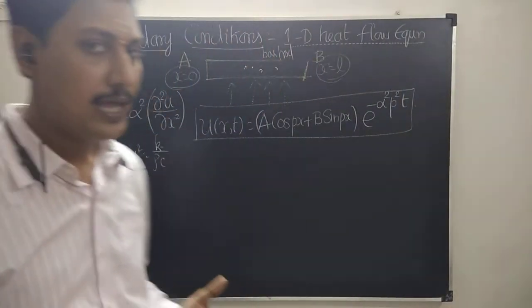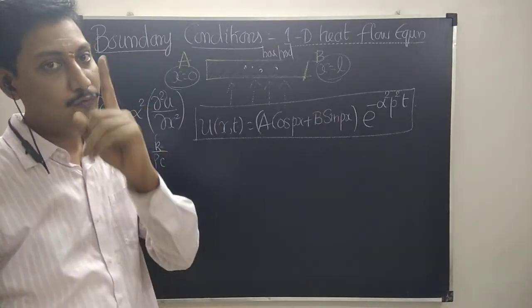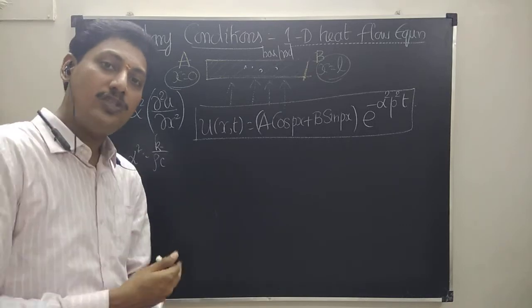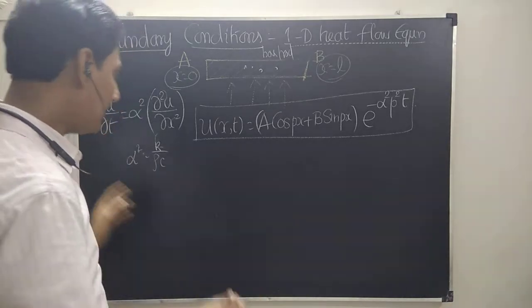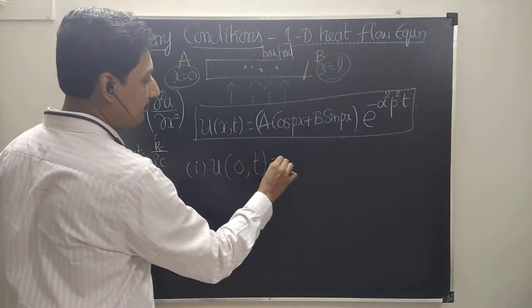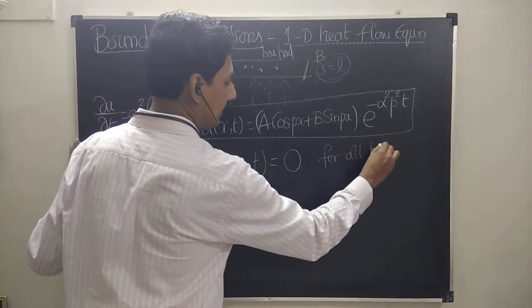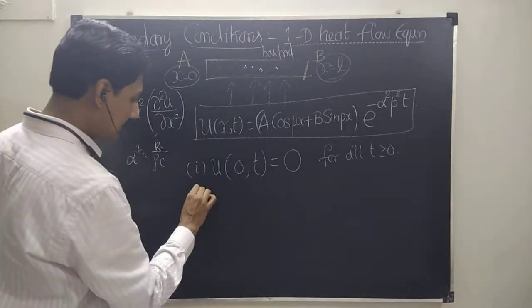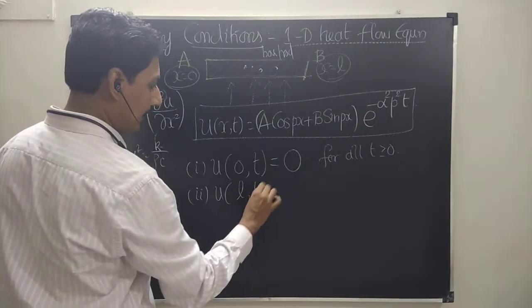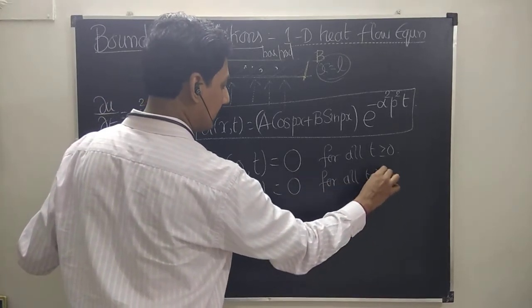It is a very simple concept. As I told you, there are two conditions for x and only one for t, that is the initial condition, at time t = 0. The first boundary condition: when x = 0, for any time t, the temperature is 0, that is u(0, t) = 0 for all t ≥ 0. The second boundary condition: at the right end, x = L, the temperature is maintained at 0 for all time, u(L, t) = 0 for all t ≥ 0.